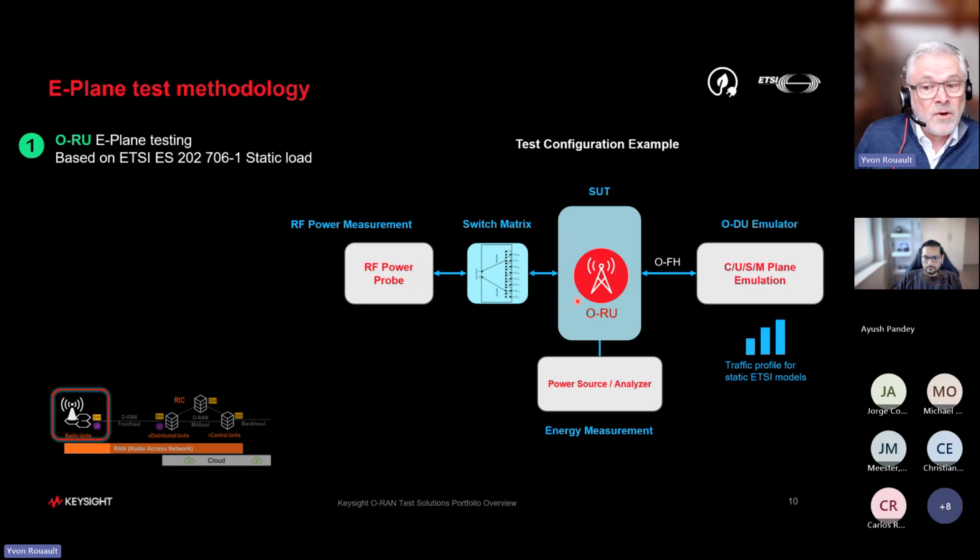If you have massive MIMO, it's going to be more complex, but it's also possible. And then we have just an RF probe to measure the RF power downlink. Of course, we supply the energy in a very controlled manner, typically with a power source, more than a power analyzer in this case. It's a 48-volt power source, which provides us KPIs on the energy that is consumed in real time. So we collect all those parameters and we provide results.